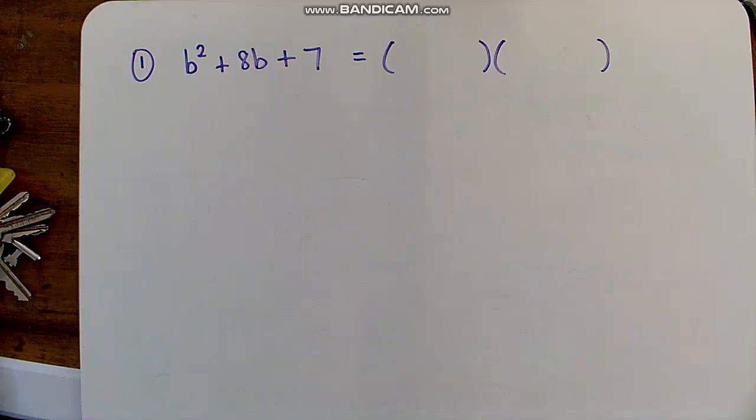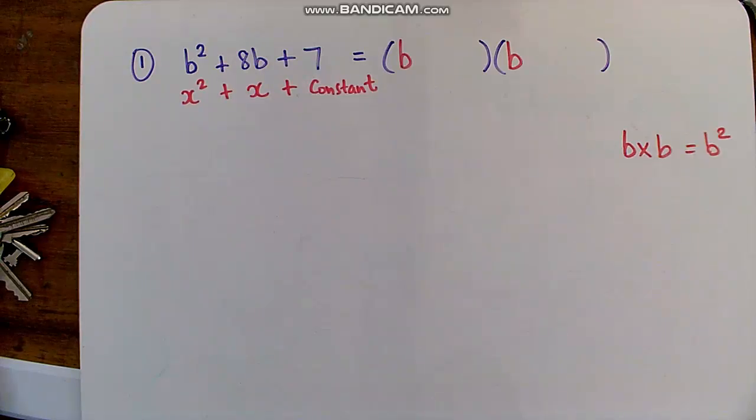So in this video, we are looking at factorization. When you factorize a trinomial, you will have two brackets like this. These are factorizable trinomials where you have b squared, followed by b, followed by a constant. The first thing you're going to have is b and b in the brackets. Notice that b times b is b squared.